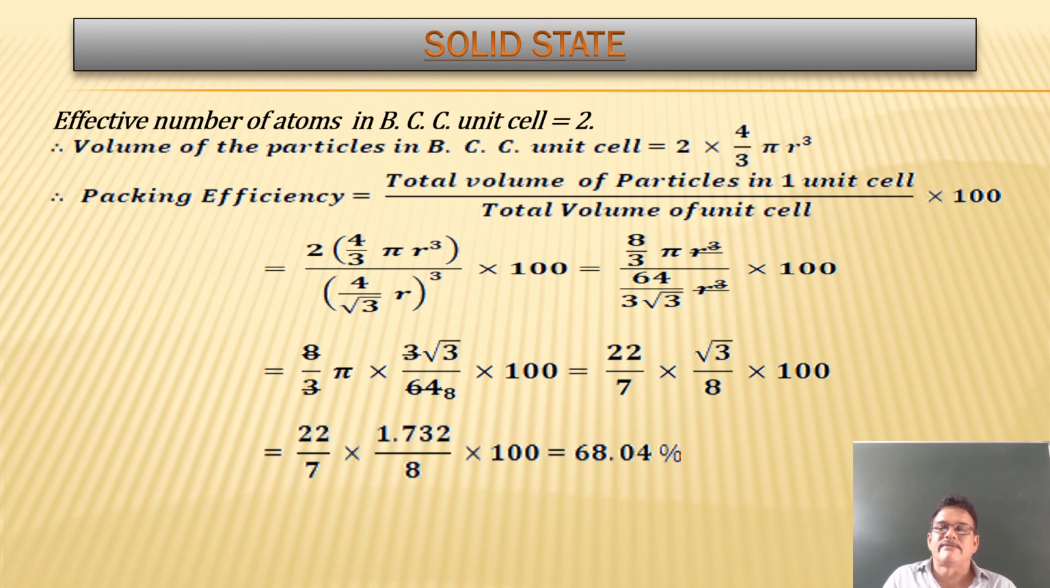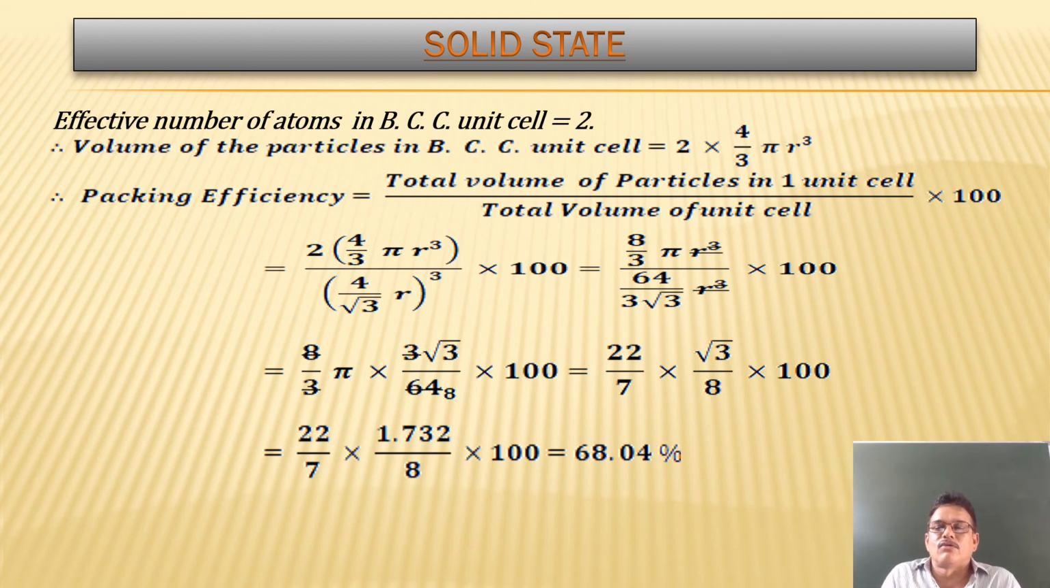Okay, 22 by 7 into root 3, value 1.732, by 8 into 100. So on simplifying, we will get it as 68.04% or nearly 68%. So packing efficiency in BCC unit cell is 68%.